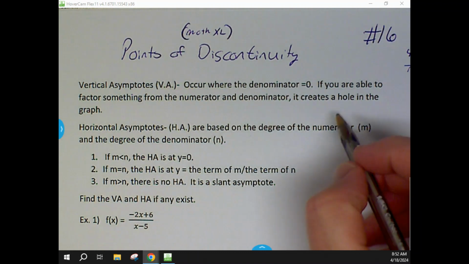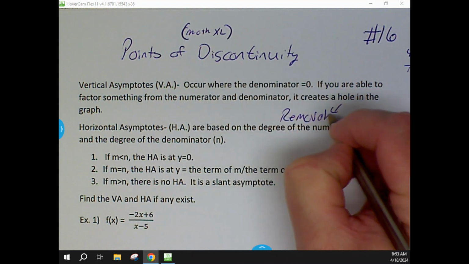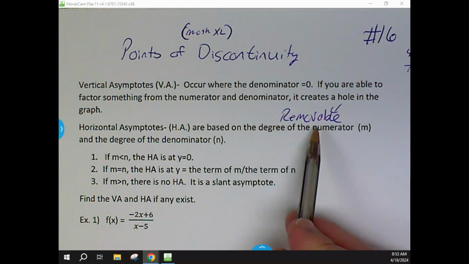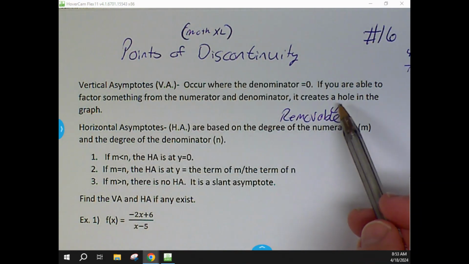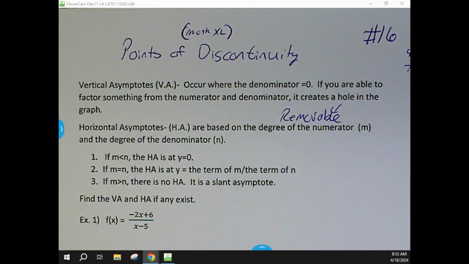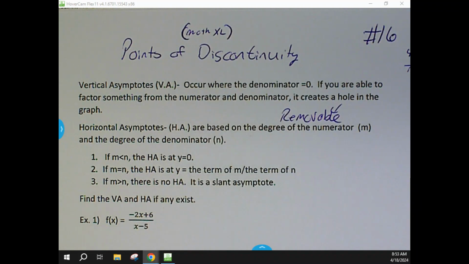Sometimes when they talk about the hole, they will also call it removable. So if they talk about a removable point of discontinuity, that's basically a hole in the graph. It gives you a little gap in the graph that lets you cut through your fence to get across. Occasionally on some fences, you need a gate to get through. So if you've got a hole in the graph, it's like a fence you can get through. But still, the basic thing for vertical asymptotes is your denominator equal to zero. That didn't change from yesterday.